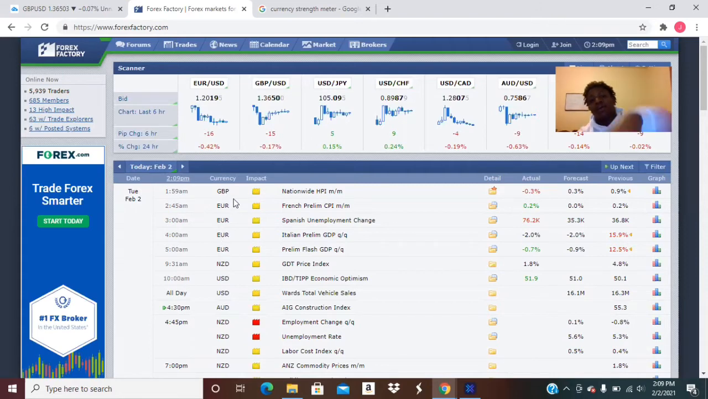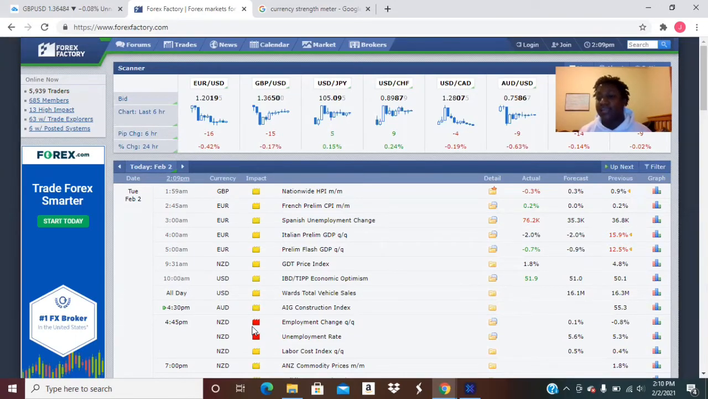The British pound, anytime you see a yellow folder, it's good to trade. Make sure you pay attention to the times you look at it. It's good to trade when you have a yellow folder. You always want a yellow folder, always. When you see a red folder, do not touch it. When you see a red folder, do not touch that currency pair. It's not tradable. You're going to lose money.